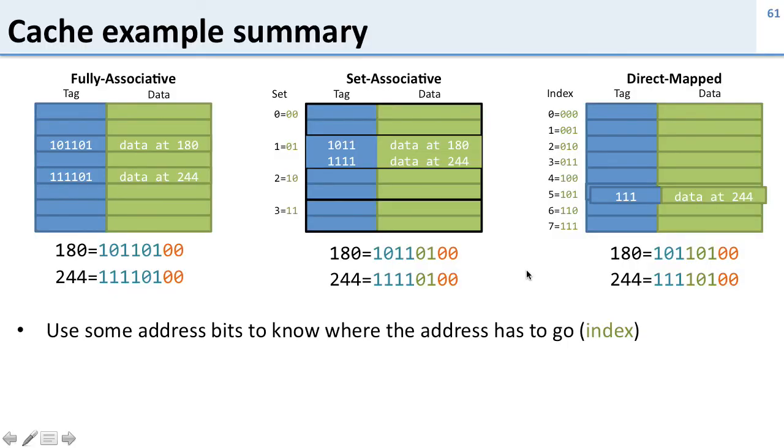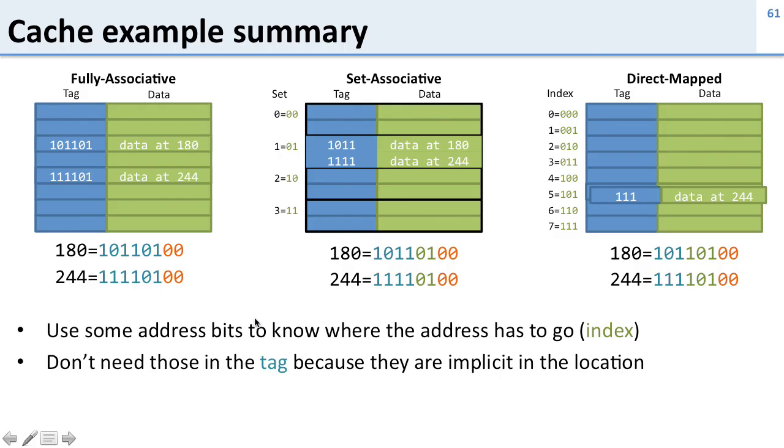So we use some of the address bits to know where the address has to go if it has to go somewhere. In the case of the fully associative cache, it doesn't have to go anywhere, so we don't use any of the bits for the index. We don't need the bits from the index in the tag because they're implicit in the location. If I'm looking at this location here, the third entry in the direct map cache, I don't need to store the 011 from the index in the tag because I know the 011, that's how I looked at this location in the cache. Same thing over here in the set associative. If I'm looking in this set here, well, I already know that the set bits are 1, 0. I don't need to store those in the tag.